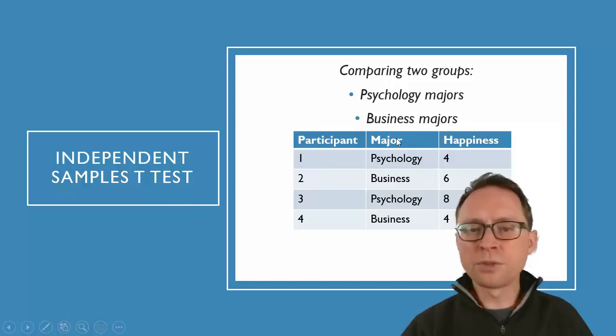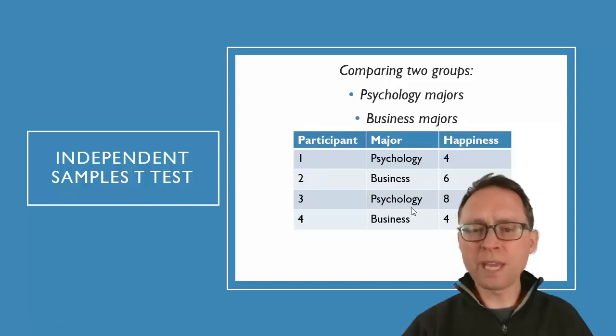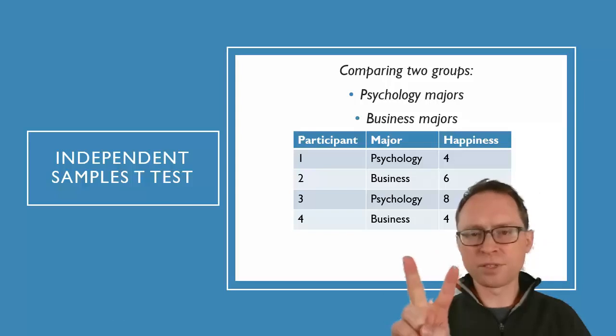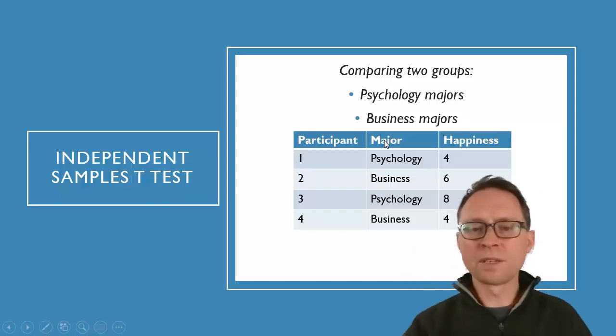We are comparing two groups, psychology majors and business majors. The two groups are levels of one variable. The variable is major. The two groups are psychology and business. So the two groups we want to compare are psychology majors and business majors. Two groups, but they're in the same variable, and that variable is major.